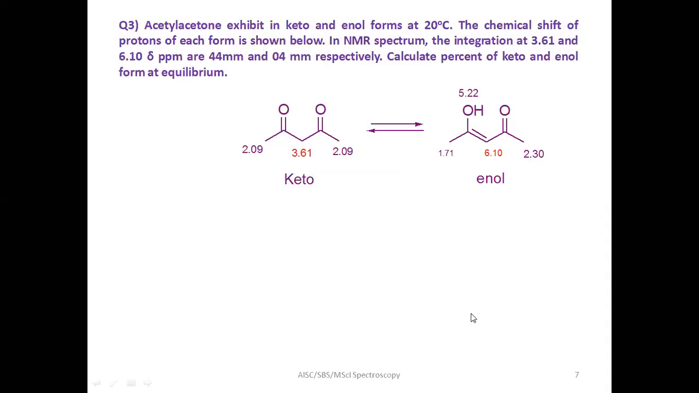Okay. Acetylacetone exhibits keto-enol forms at 20 degrees Celsius. The chemical shift of protons of each form is given below. In the NMR spectrum, the integrations at 3.61 and 6.10 delta ppm are 44 mm and 0.4 mm respectively. So calculate the percentage of keto and enol form at equilibrium.